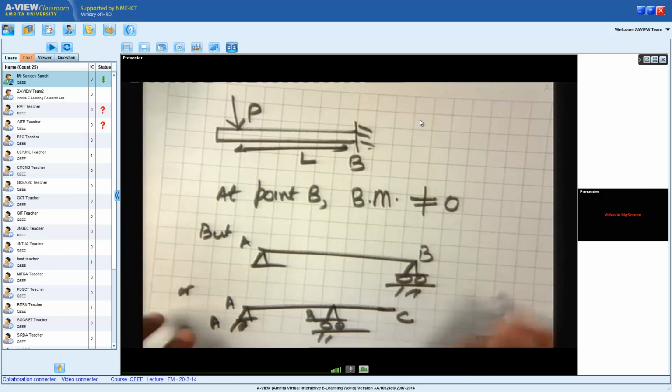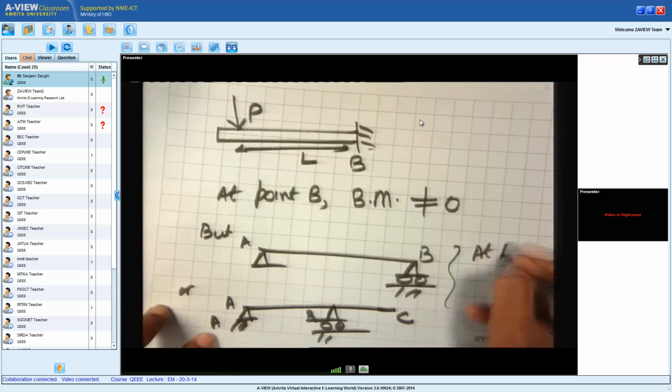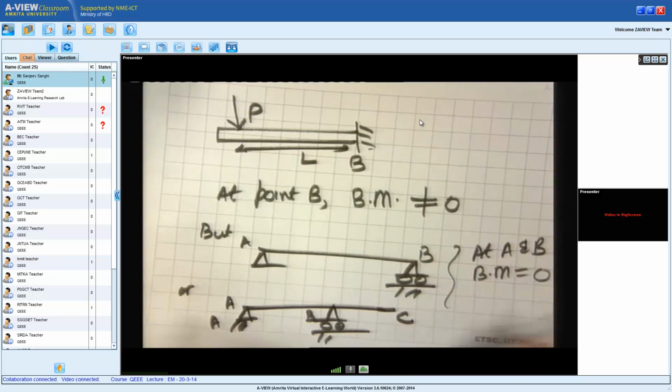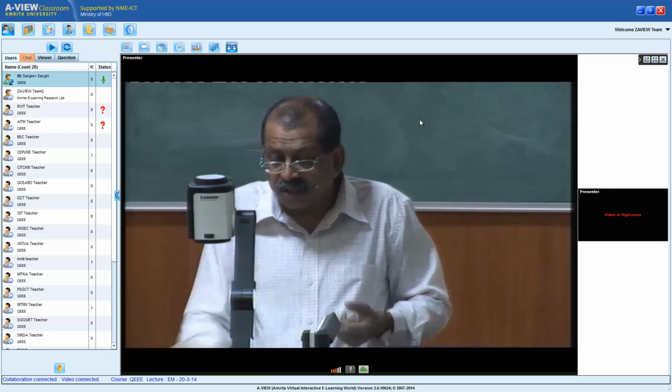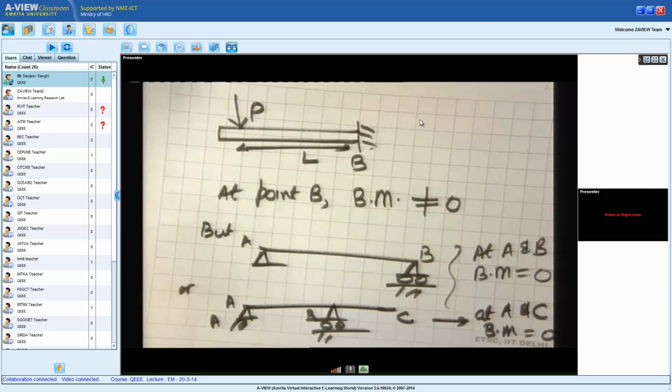In these cases, at A and B, bending moment will be 0. In this case, at A and C, bending moment will be 0, because at the end there cannot be any moment.